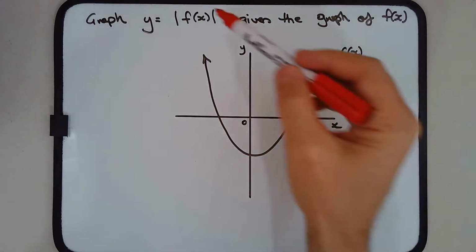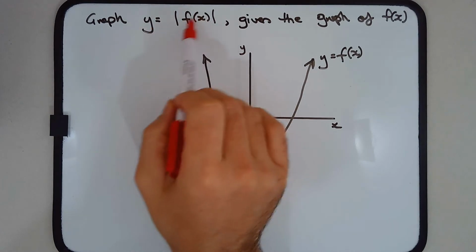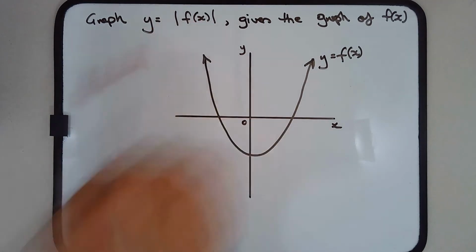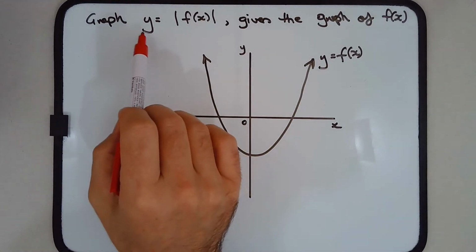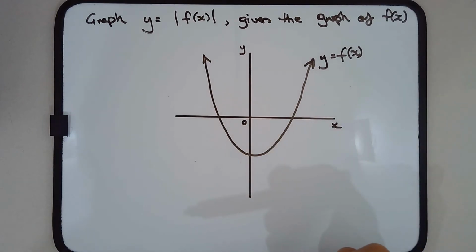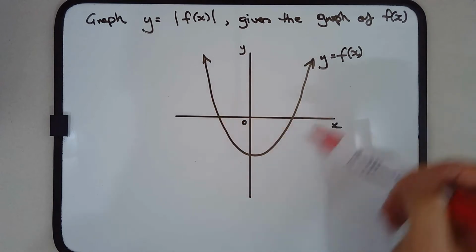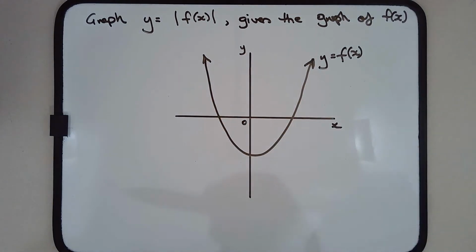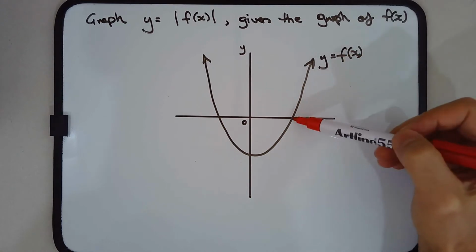What this basically tells us is that if y is the absolute value of anything, whatever's inside the absolute value brackets, that means the y value of our transformed graph can't be negative. So the resultant graph is going to be at or above the x-axis. Let's have a look at the positive values of f of x, so of our original graph.